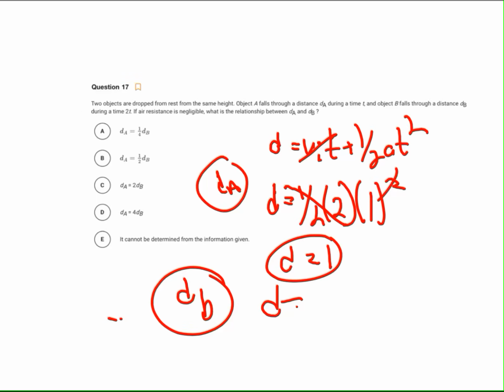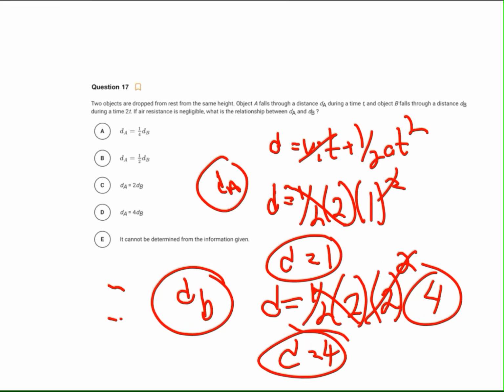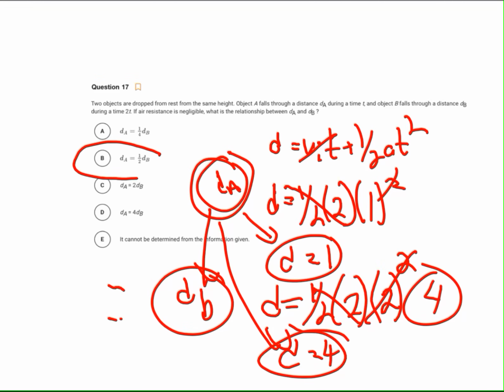The initial velocity is still 0. It's falling in the same universe, so we're still going to let a be 2. But now it's falling for twice the length of time. So that's 1 times 2 squared, which is 4. So dB equals 4. So in comparison to dA being 1, dB is 4 times that. So dA is therefore 1/4 of dB.